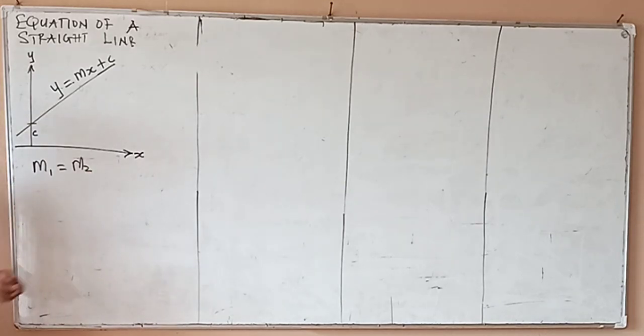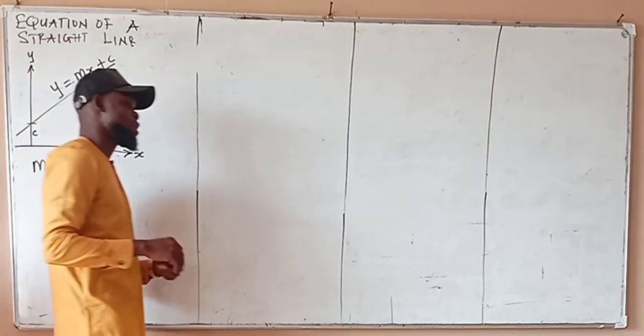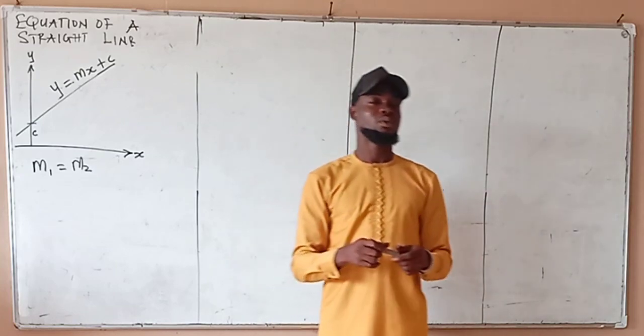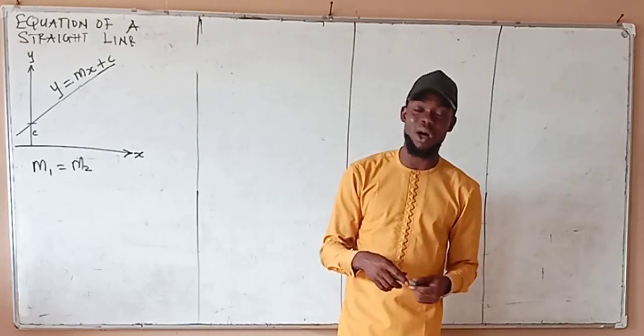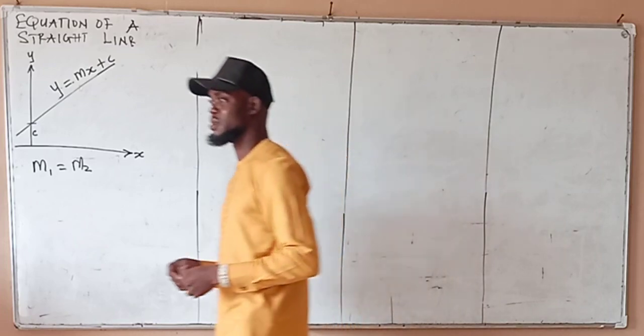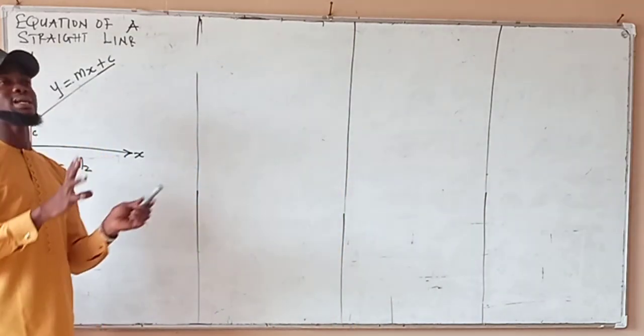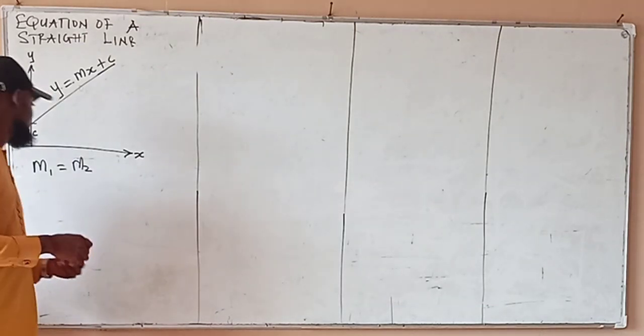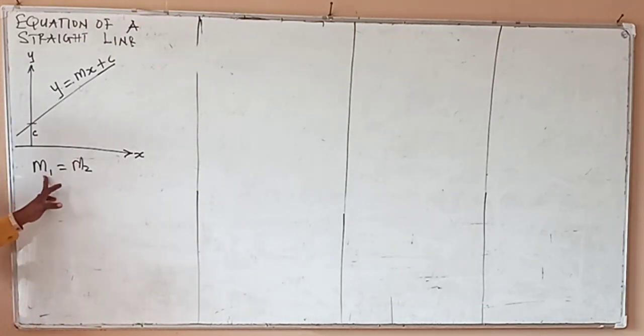So what am I trying to say? I'm trying to tell you that if two lines are parallel to each other, their gradients will be the same. So take note of that too. If two lines are parallel to each other, their gradients will be the same. The gradient of the first one is equal to the gradient of the second line.